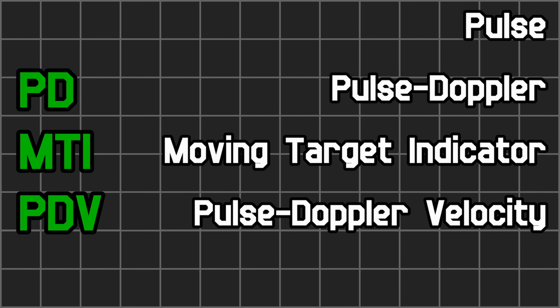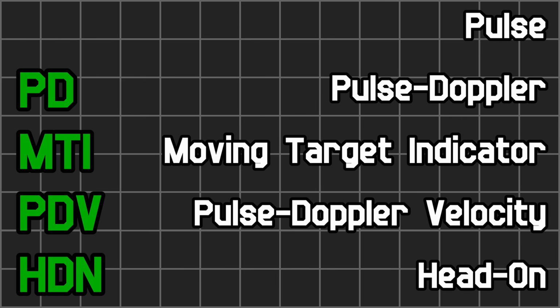Pulse Doppler Velocity mode prioritizes speed instead of distance, which has its ups and downs, but regular Pulse Doppler is better in most cases. Head-on mode also prioritizes velocity, but acts more like regular Pulse Doppler. It performs better when enemies are flying towards you, but worse when they're flying away from you.